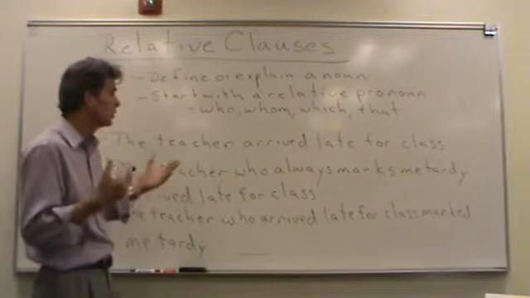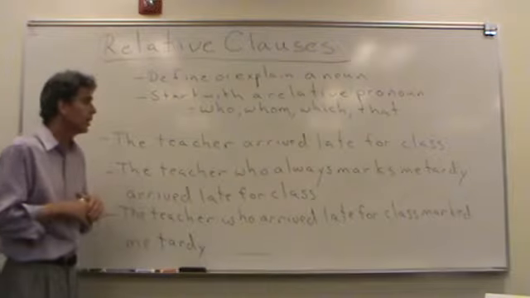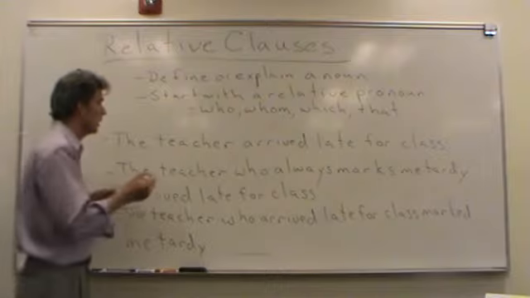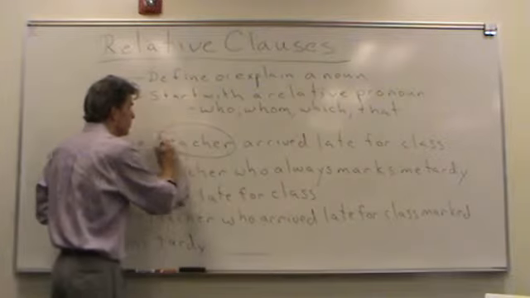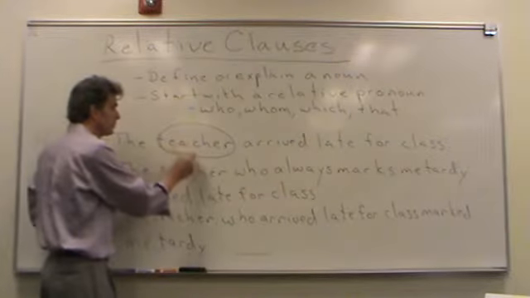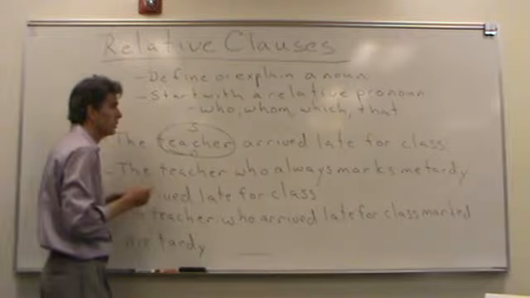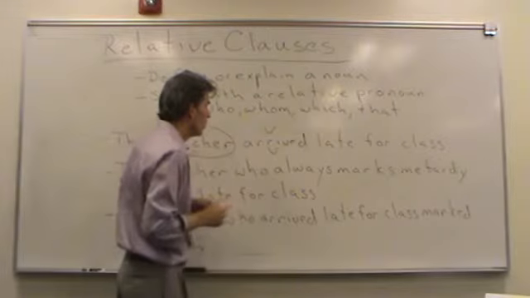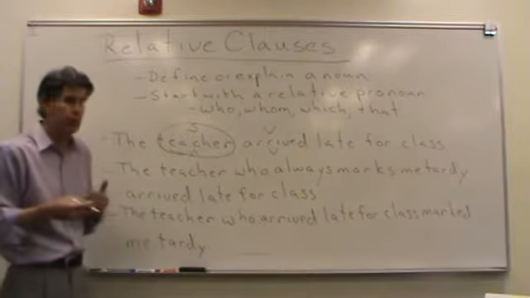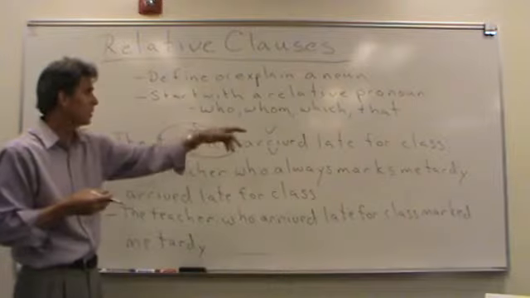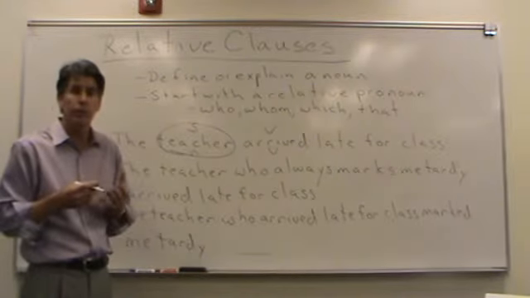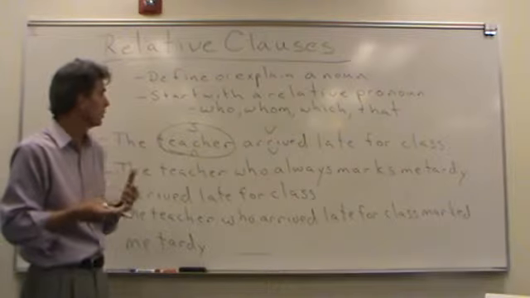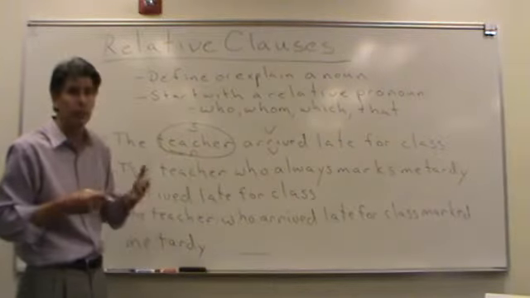You could have a sentence such as this one. The teacher arrived late for class. Well, this is an independent clause with an action verb. Teacher is a noun, and it's acting as the subject. Arrived is the verb. Well, I could describe the two nouns, the teacher or the class, with a relative clause. I could add on to the teacher or add on to the class. And here I've decided to add on to the teacher and tell a little bit more about him or her.